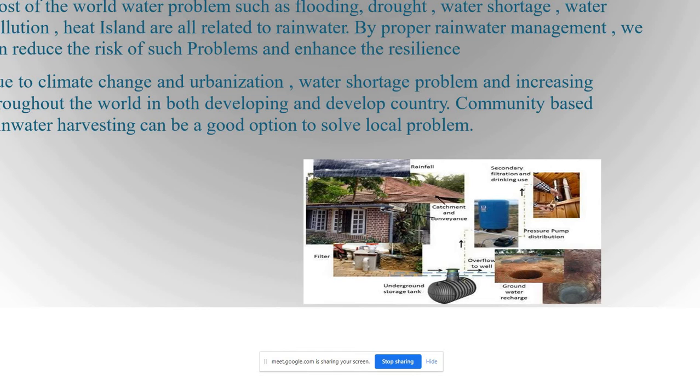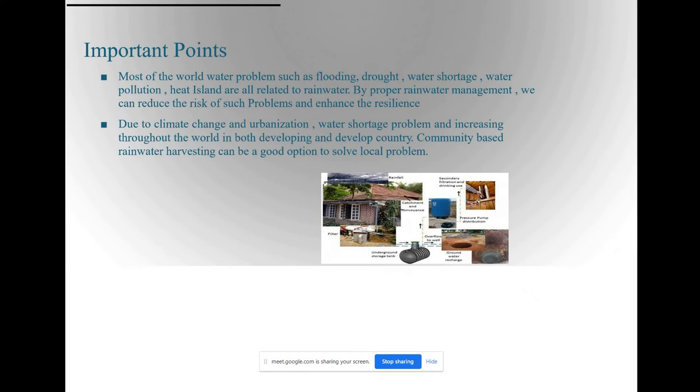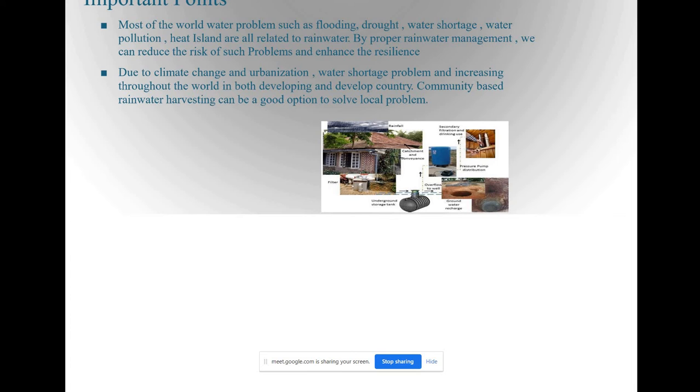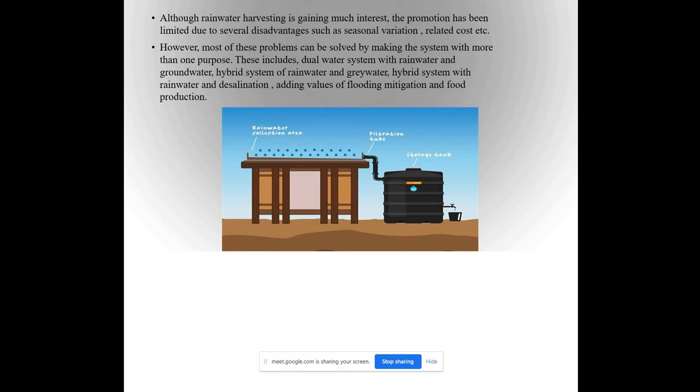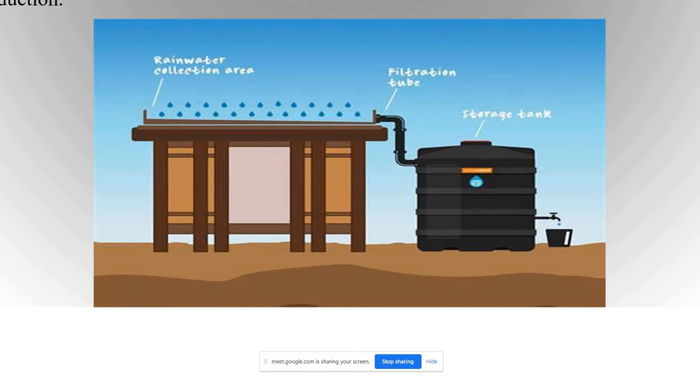Although rainwater harvesting is gaining much interest, the promotion has been limited due to several disadvantages such as seasonal variation, related costs, etc. However, most of these problems can be solved by making the system with more than one purpose. These include dual water system, rainwater and groundwater, hybrid system of rainwater and grey water, hybrid system with rainwater and desalination, adding values of flooding mitigation and for food production.